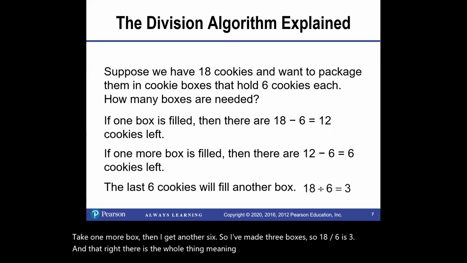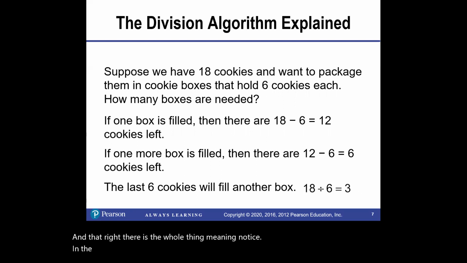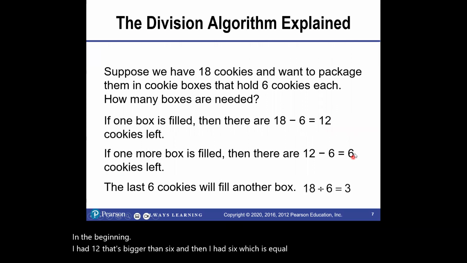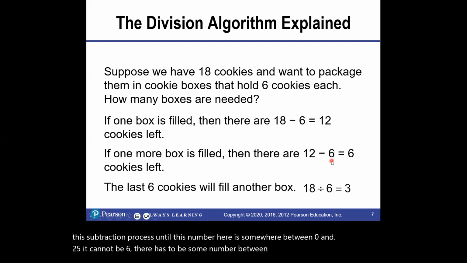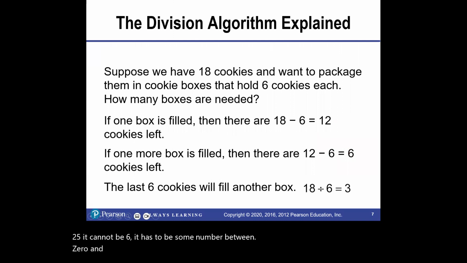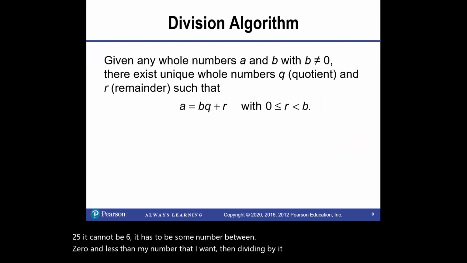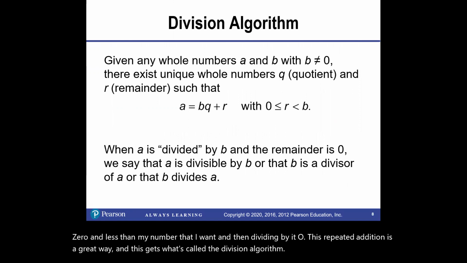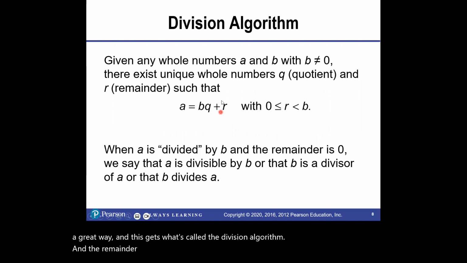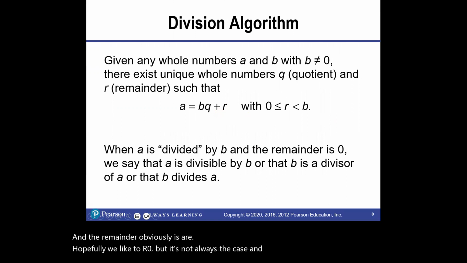And that right there is the whole thing. Meaning, notice, in the beginning, I had 12. Well, that's bigger than 6. And then I had 6, which is equal to 6. We want to keep doing this subtraction process until this number here is somewhere between 0 and 5. It cannot be 6. It has to be some number between 0 and less than the number that I'm dividing by. So this repeated subtraction is a great way, and this gets what's called the division algorithm. And the remainder, obviously, is R. Hopefully, we like when R is 0. That's not always the case, and we'll talk about that in a minute.